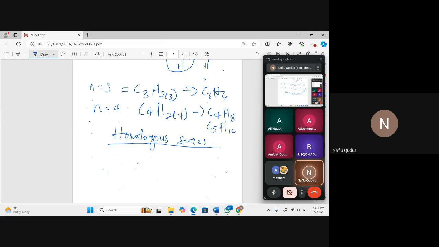Okay, fine. Ali Daya, you say something. I said it's a group of organic compounds with the same functional group. With the same functional group. Who else? That's good.